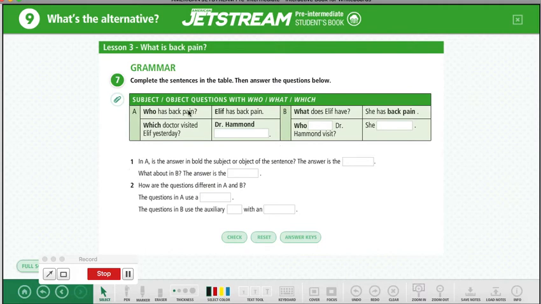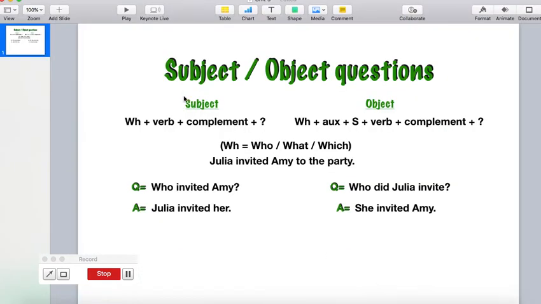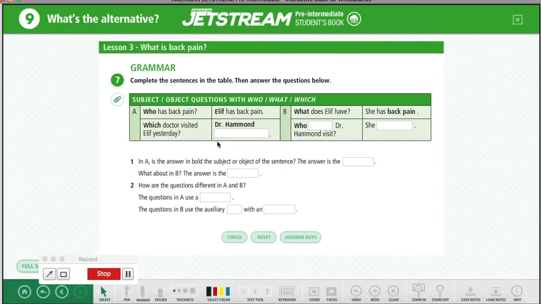WH, verb and complement. Look at this. Okay, let's review. WH, verb and complement. Okay, so analyze it. First, we're going to complete the answers and the questions. Who has back pain? Elif. Okay, Elif has back pain.